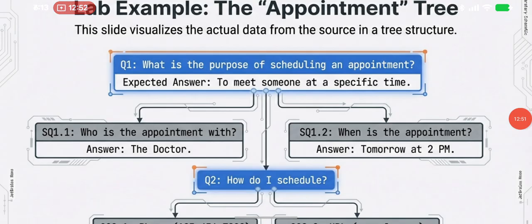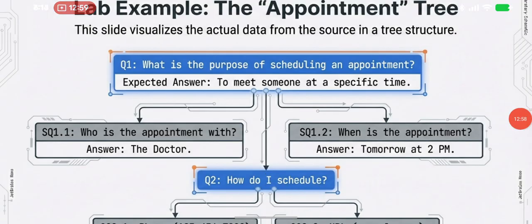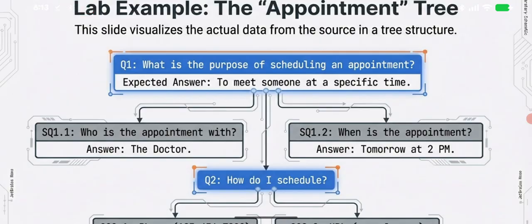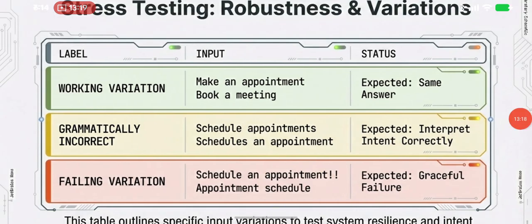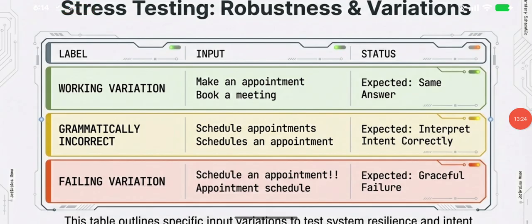So let's understand the question variation. Whether you ask who is the appointment with, or you ask the same thing in a different way, when is the appointment, it should be able to retrieve and give the same information. Whether you ask the agent to get it from the tool API or from the knowledge base, right? So if we want to do the stress testing to evaluate the robustness and variations.